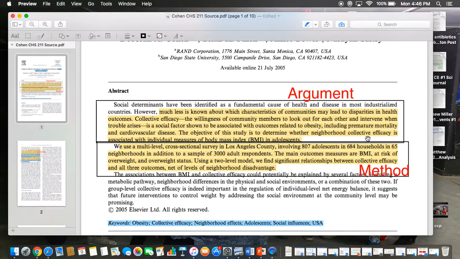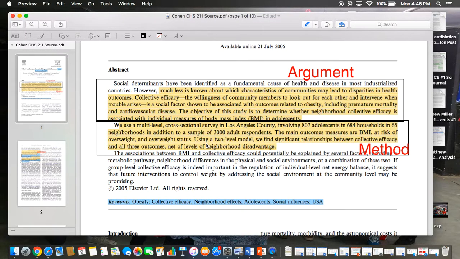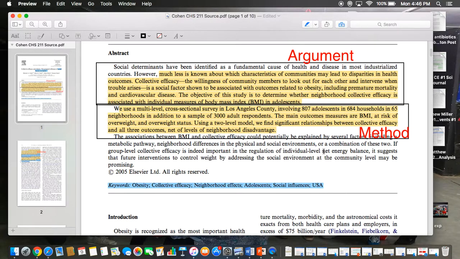in adolescents. So going on to the method, it says that we use a multi-level cross-sectional survey in Los Angeles County involving 807 adolescents in 684 households in 65 neighborhoods, in addition to a sample of 3,000 adult respondents. The main outcome measures are BMI, at risk of overweight, and overweight status. Using a two-level model, we find significant relationship between the collective efficacy and all three outcomes, net of levels of neighborhood disadvantage.